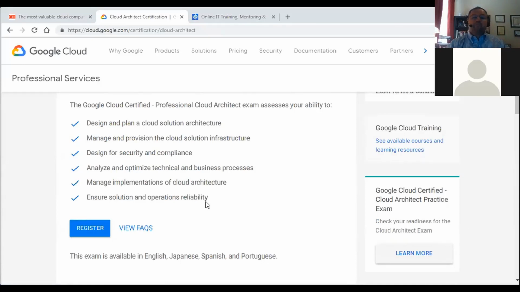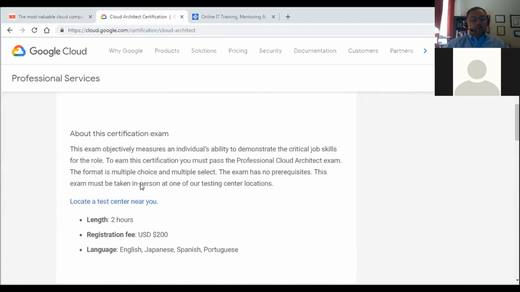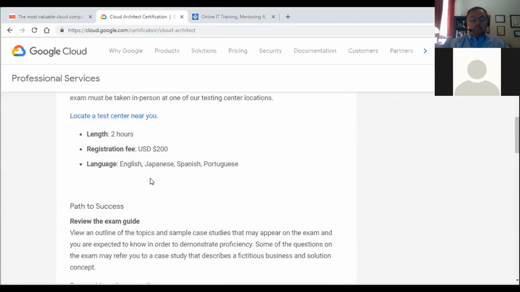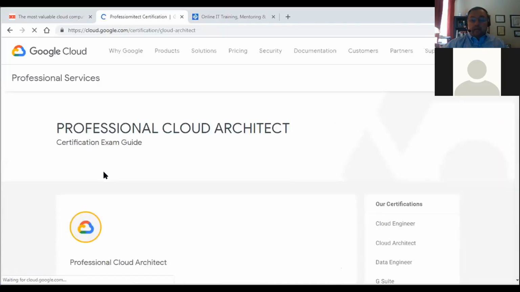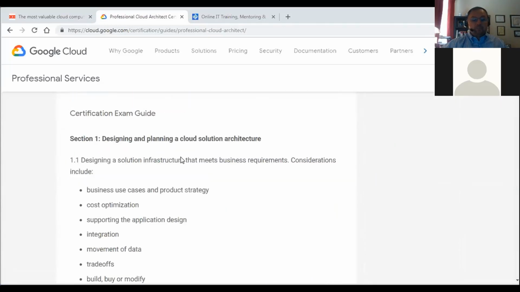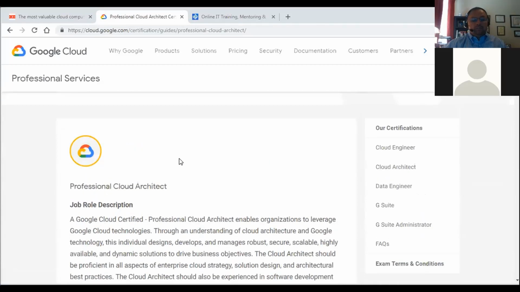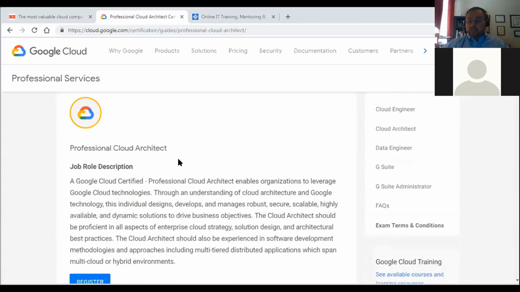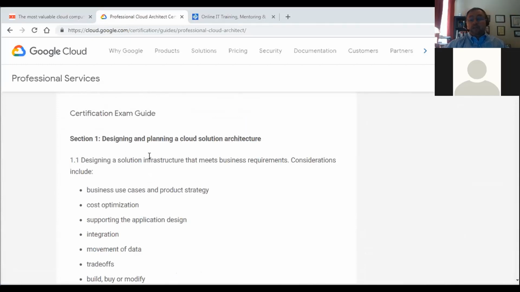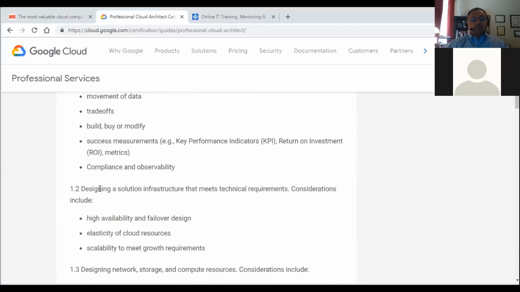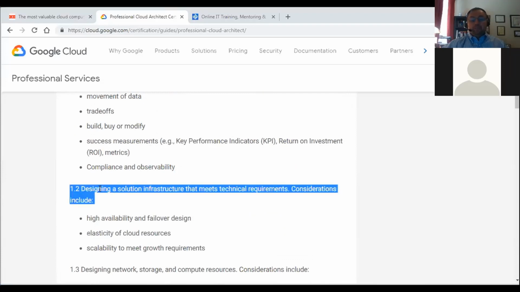But with that said, I did want to point out, if you go down here, the exam's 2 hours, $200. And what you want to do is go over here to the exam guide and case studies. Now, this is the updated objectives. And as you see, there's section 1, designing and planning, designing a solution. So you see design.